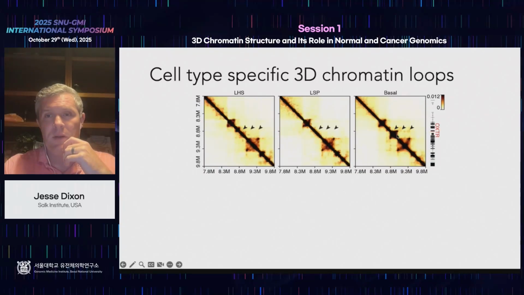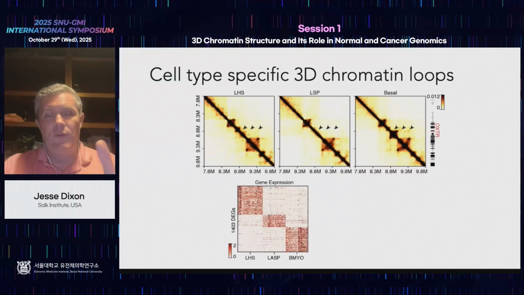And so you can see this loop here forming in the basal myoepithelial cells. It's really absent in these other lineages. And this is nice because this is actually at the oxytocin receptor gene. This is a known marker gene of this lineage. And so we think that this is likely an indication of some of the mechanisms of how this is actually being regulated in this cell type specific way within the basal myoepithelial cells.